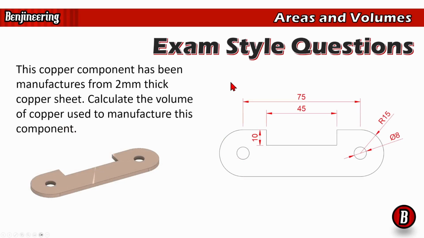We'll come back to the answers to these in a bit. So here's the second one, and whereas the last one did have one thing that people tend to trip up on, this one has a second thing. In fact, there's two things in this one that people tend to trip up on. I will tell you what those are in the big reveal at the end. But in this situation, we've got a copper component that's manufactured from 2mm thick copper sheet. So calculate the volume of copper used to manufacture this component.